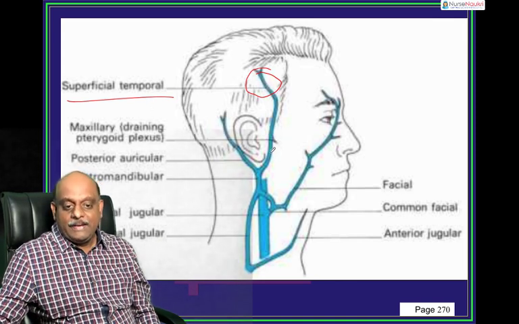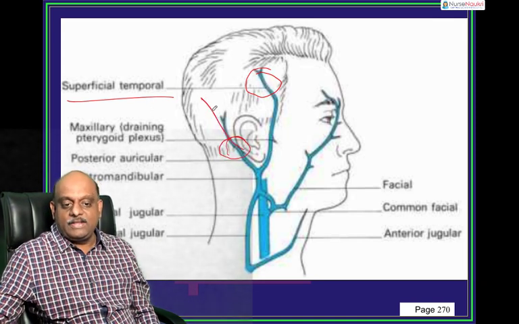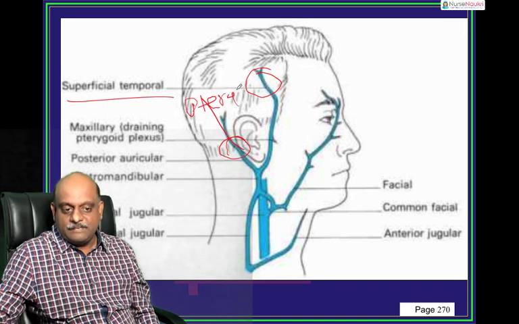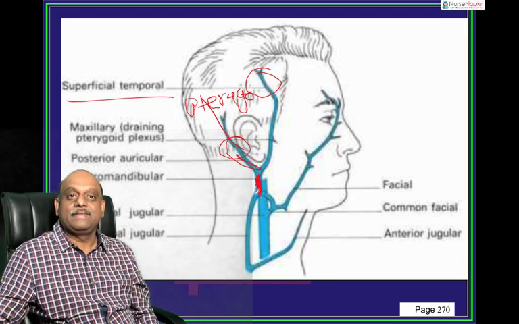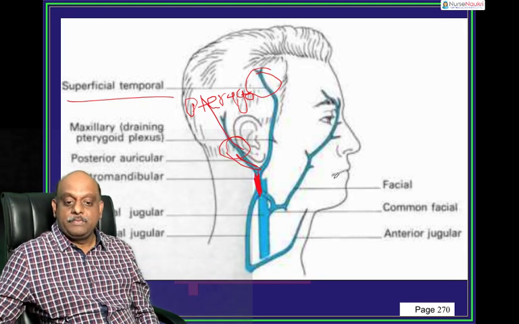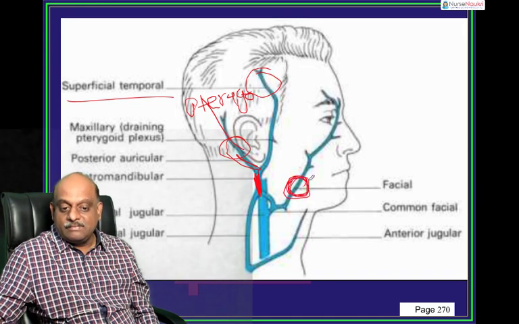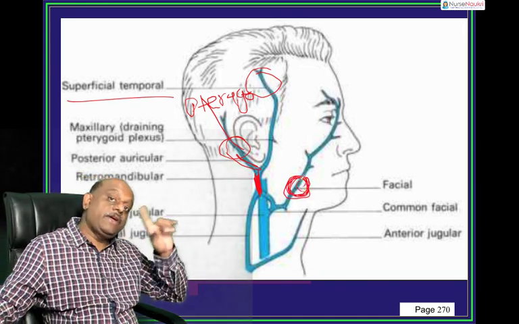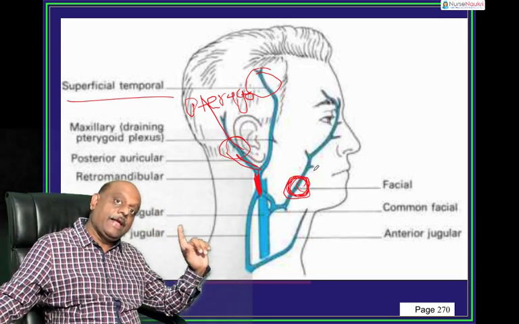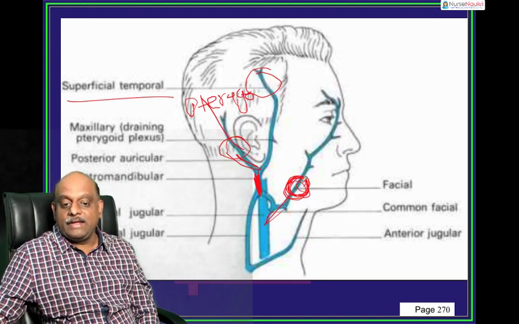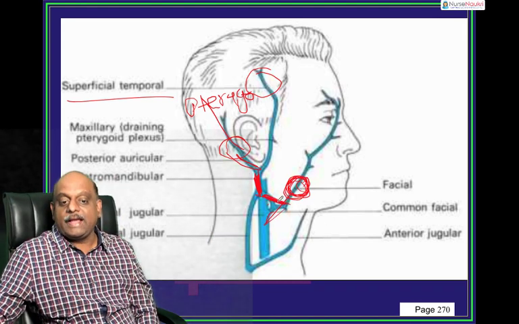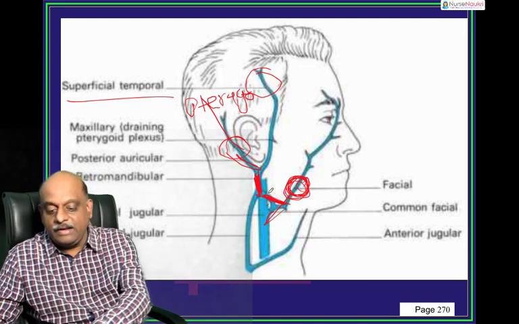Then you have a maxillary which drains into pterygoid plexus. Then there is a posterior auricular. Here you have the retromandibular. Right? Then the facial vein, unlike facial artery, which is a branch of external carotid, but facial vein drains into internal jugular and typically it forms a connection between external and internal jugular.